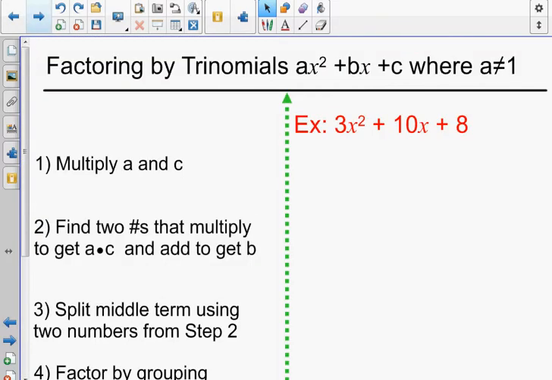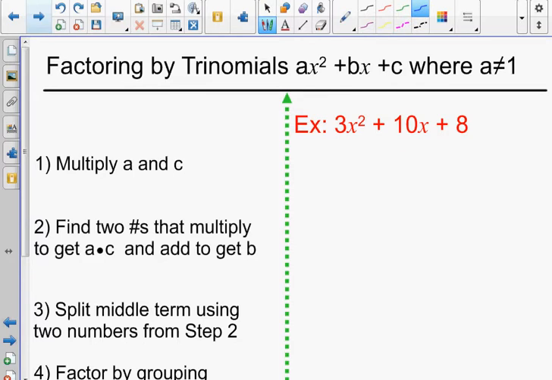So that's going to be something of the form ax squared plus bx plus c, but we're going to focus on the situation where that number in front, that a value, is not going to equal 1. So if we're looking at the example 3x squared plus 10x plus 8, the first thing we're going to do, as strange as it sounds, is actually multiply the a and the c.